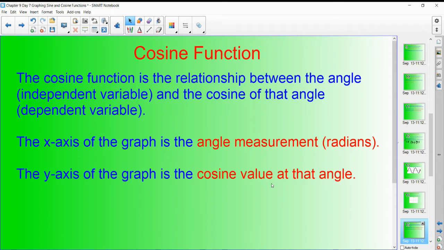Now the same thing is true about the cosine function. The graphs are near identical. The x-axis is still the angle measurement. The y value is now just the cosine measure. So this is going to be an interesting concept where the y coordinate is really the x part of the unit circle.